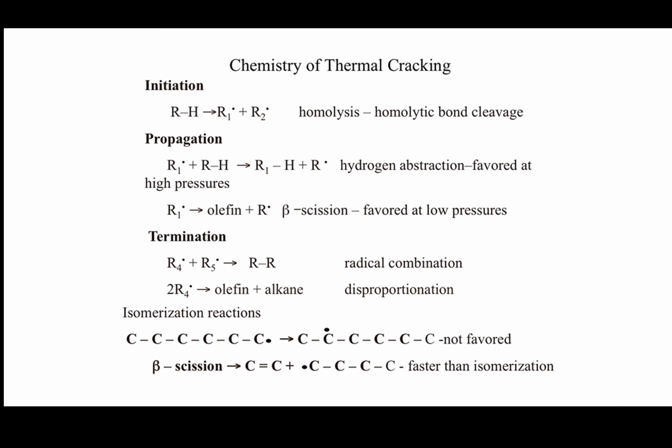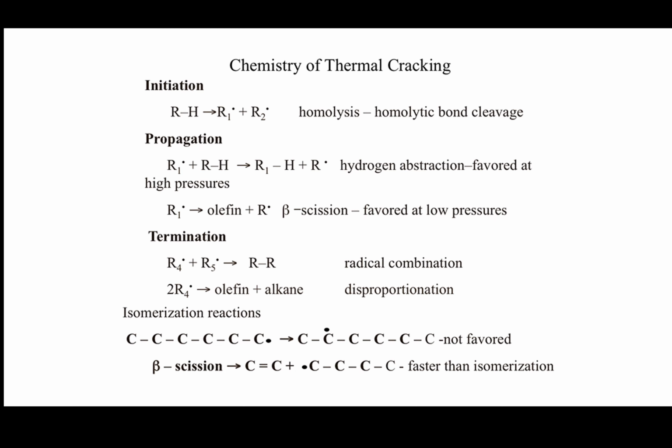All right, so let's look at the chemistry of thermal cracking. This is way more complex than what you saw in module one, where we have homolysis, the homolytic bond cleavage in initiation. Then we have the propagation, and then the termination down there. So thermal cracking is free radical in nature. After all of these different steps, we end up with radical combination and disproportionation, and isomerization reactions can occur as well.